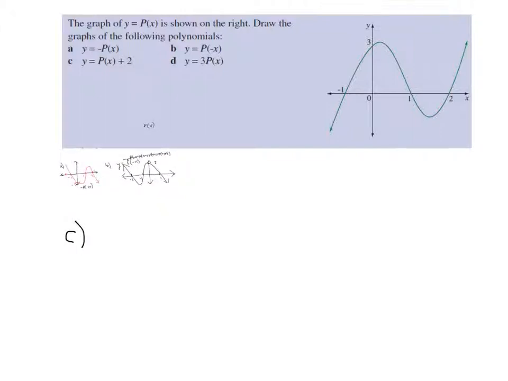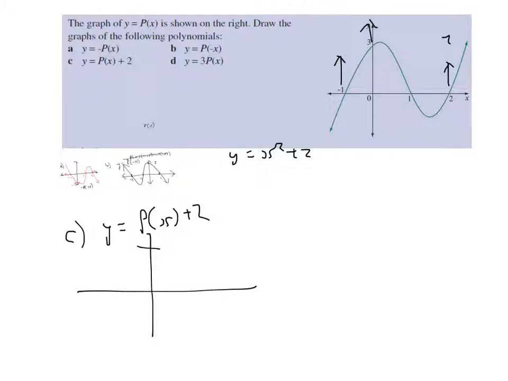Now I'm going to do c. In this case, y is equal to p of x plus 2. Whenever you add a constant to an equation, whether it's y is equal to x squared and then adding 2, it just moves it up. So everything here is just going to go up 2. The point at which it will cross over the axis, I don't really know right now. What I do know, however, is the point at which it crosses over here will be 5. So it's going to look a bit like this.